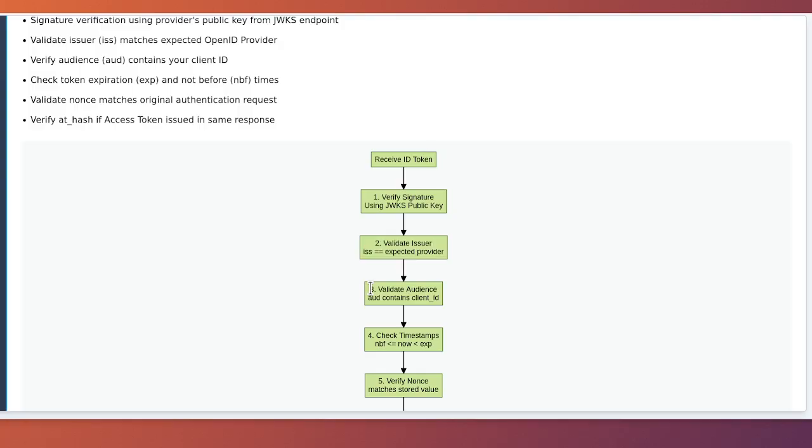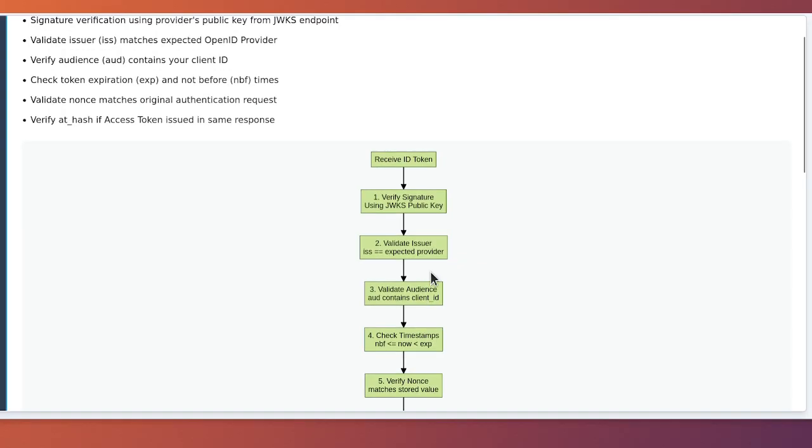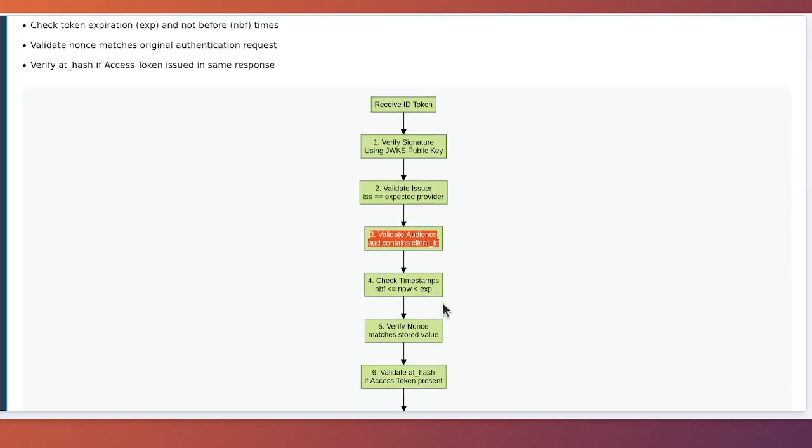The issuer claim must exactly match the OpenID provider's issuer identifier that the relying party is configured to trust. Even a small difference, like the presence or absence of a trailing slash, should cause validation to fail. The audience claim must contain the relying party's client ID, confirming that this token was issued for this specific application. If the AUD claim contains multiple values, the relying party must verify that its client ID is among them and that an AZP claim is present, indicating the authorized party.